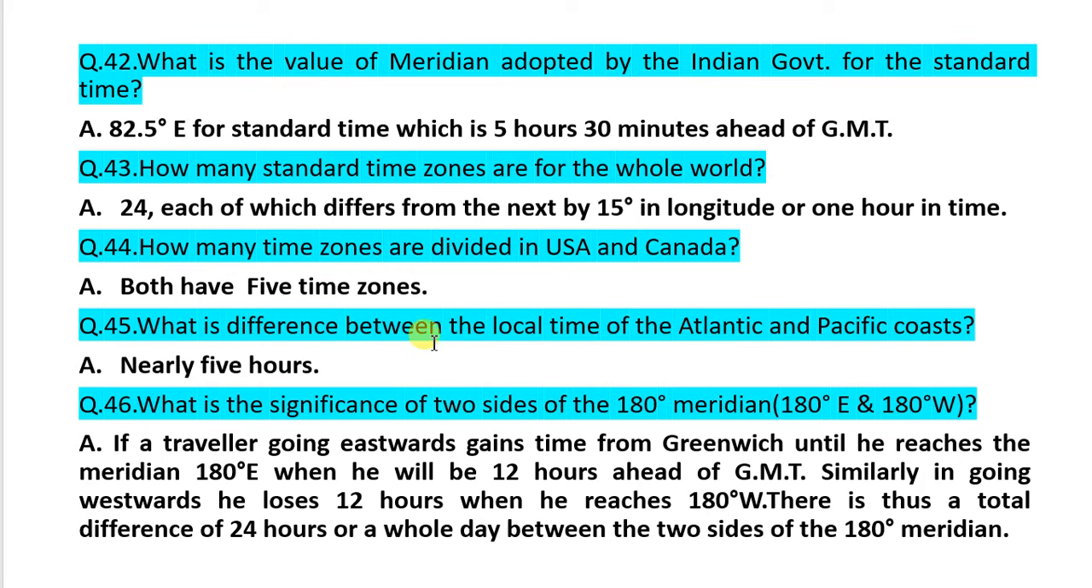Next question. What is the difference between local time of the Atlantic and Pacific coast? The answer is about 5 hours.